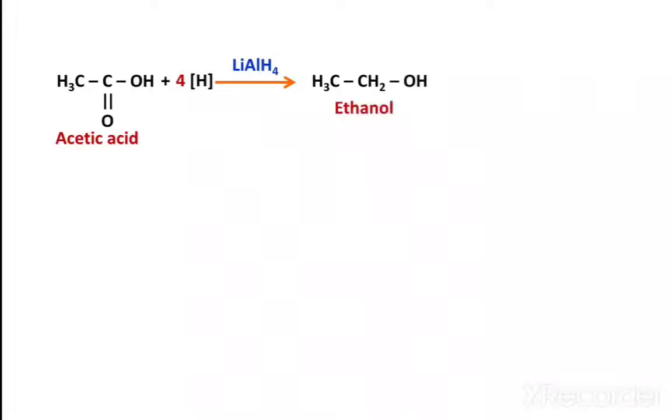Here this is the acetic acid, CH3COOH, plus 4 nascent hydrogen in presence of lithium aluminum hydride. Lithium aluminum hydride is the reducing agent, therefore there is a reduction of this acid and we get the primary alcohol, that is CH3CH2OH, that is ethanol. We have to remember that lithium aluminum hydride is the best reducing agent, therefore on reduction of this acetic acid we get the alcohol.